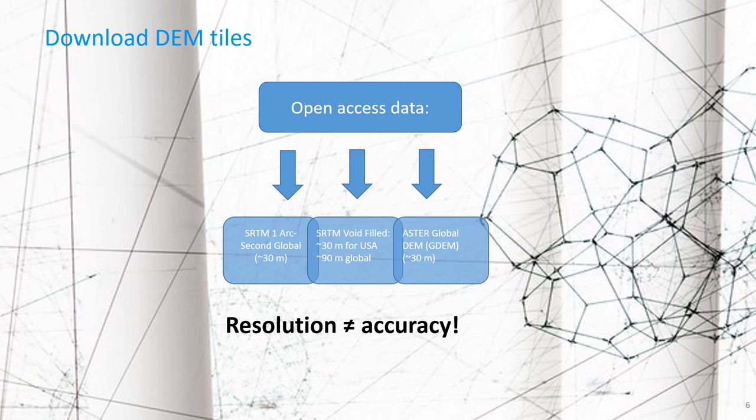So for catchment modeling, generally the SRTM 1 arcsecond global product is fine. But if you want to plan a dam in a river, you probably need very high spatial resolution. In both cases you need a good accuracy.